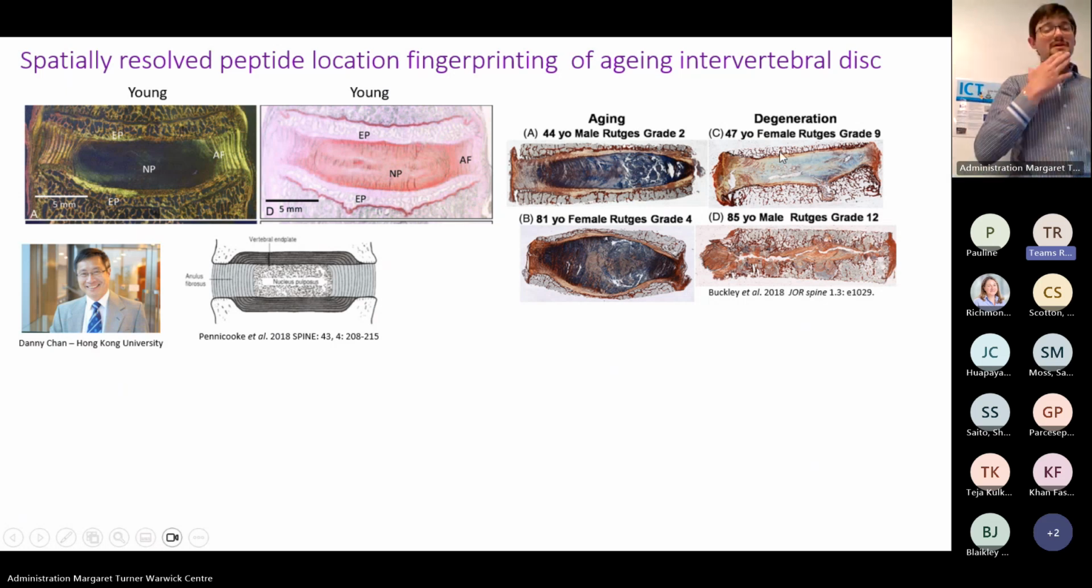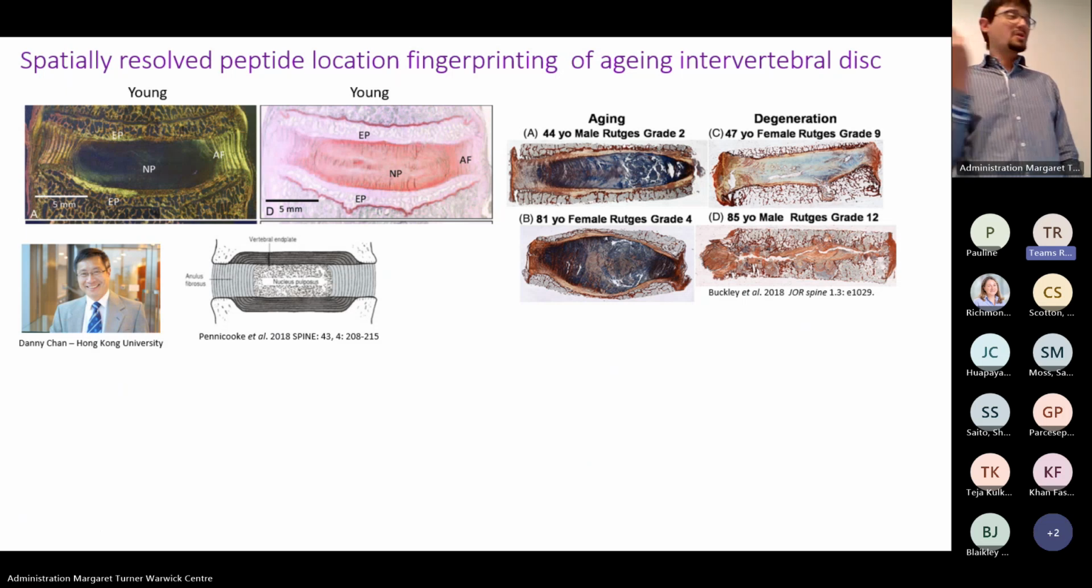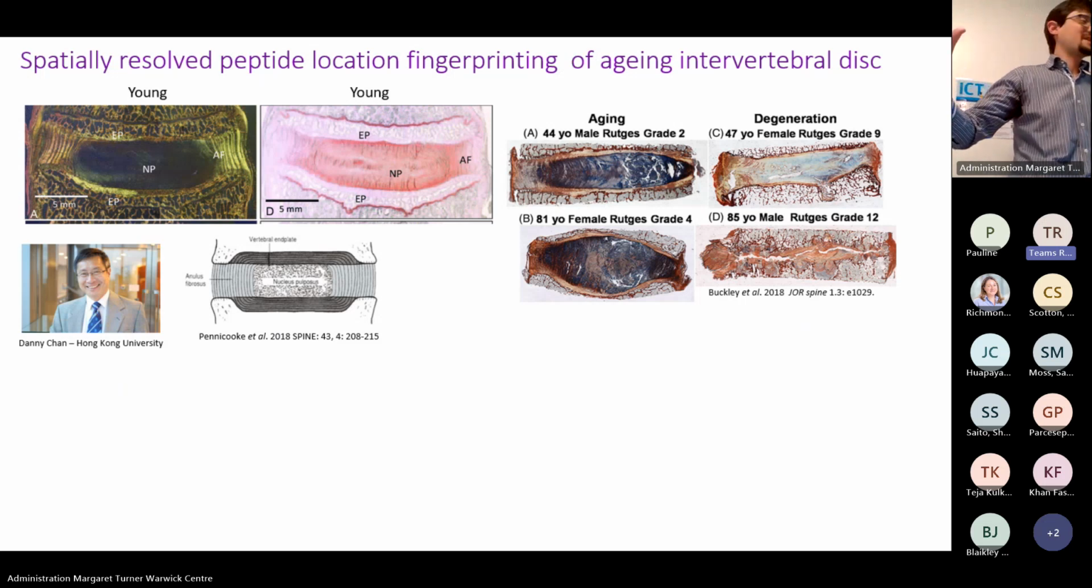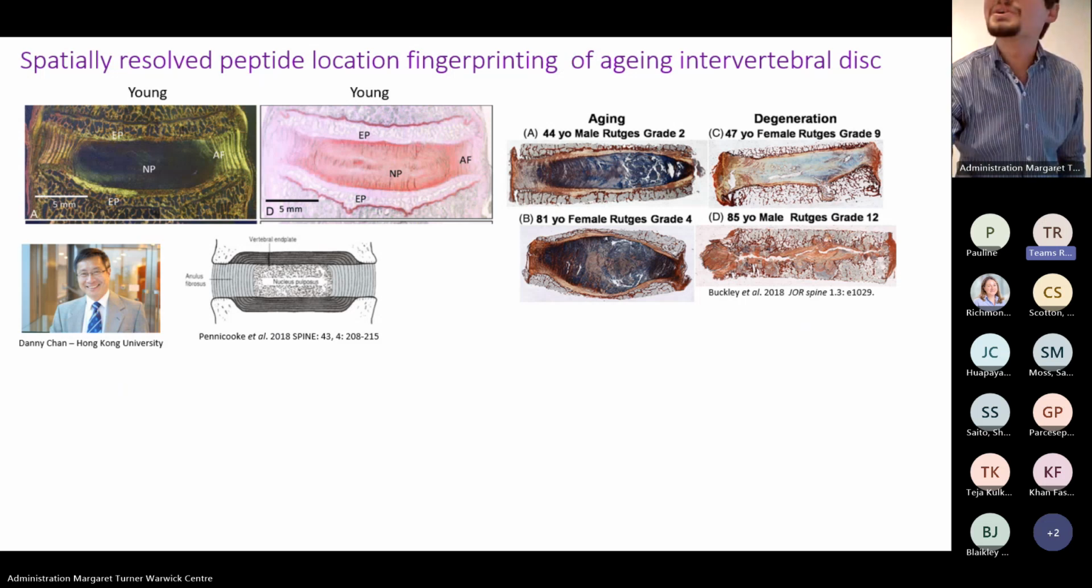Sometimes you get degeneration where you get herniation of the disc through the posterior region, and that's what we call a slipped disc, right? So some profound changes happen in aging.